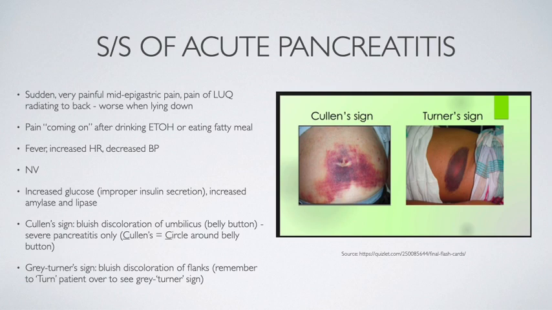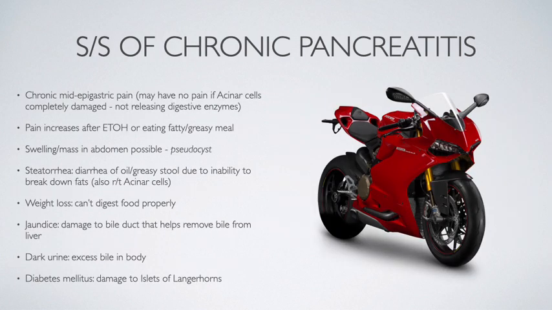Okay, so then we have these two signs here. Cullen sign is that belly button in the middle with the bluish discoloration around it. Cullen sign is a circle around the belly. Turner sign is on the flanks, and this would be a bluish discoloration as well. These are positive signs of pancreatitis.